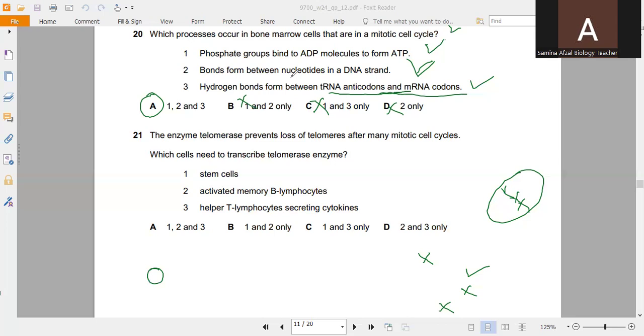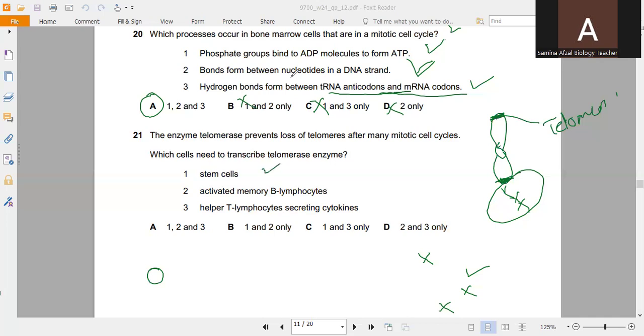Telomeres are the protective caps at the ends of the chromosomes. They protect the DNA from loss, because after every replication the telomeres are lost instead of DNA. So stem cells need telomerase to maintain their telomeres.